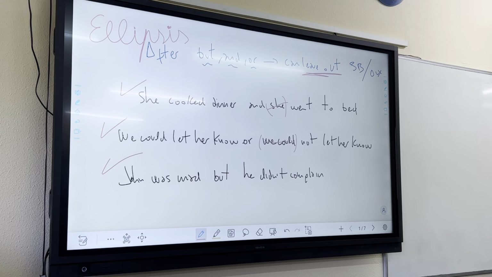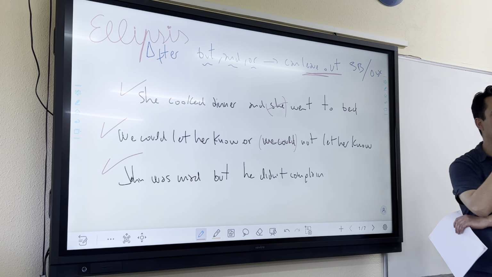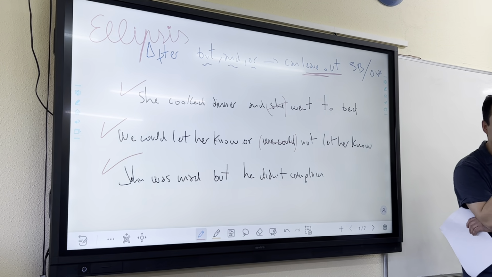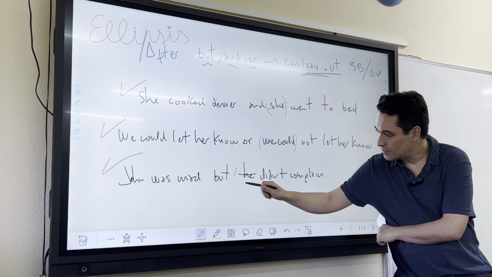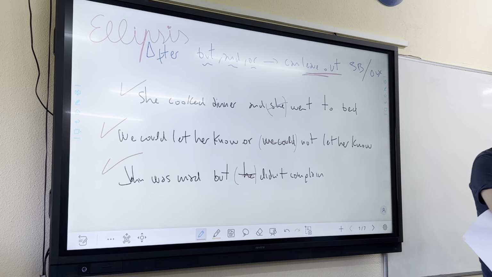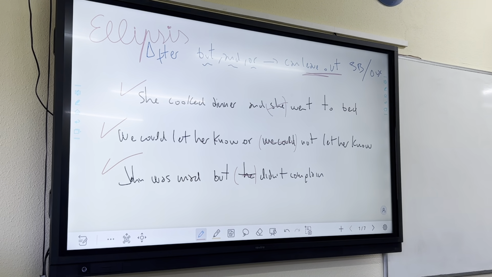Okay. So John was mad, but he didn't complain. Which word can we remove? Sorry? He, the second he, very good. The second he can be removed. And this, guys, this is ellipsis, and this is advanced. This is C2 level grammar, yeah? This is advanced grammar. Okay, so what lesson can we learn from here?